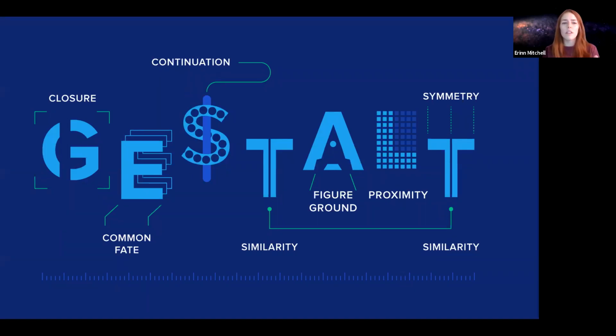So some of these principles may seem intuitive, but having them written out and then keeping them in mind as you're designing a dashboard and telling a story is really important. And I found all of these principles to be helpful at some point during designing a dashboard.